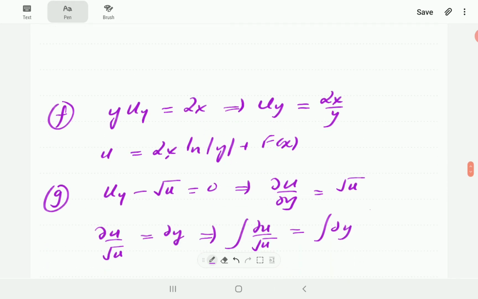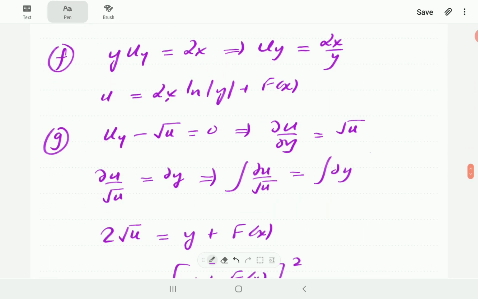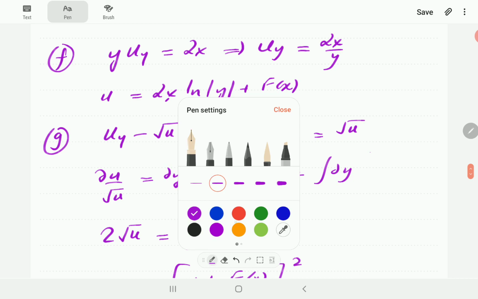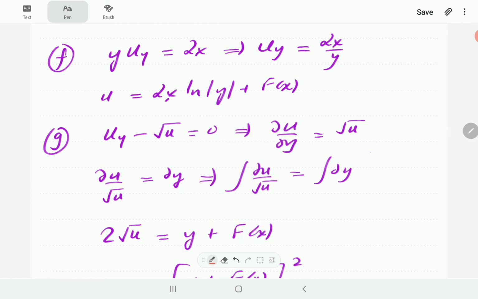So for F, if we bring the y over to the right hand side, then the PDE looks like this. Then this we can simply integrate with respect to y, and so it's going to be 2x ln y plus a function of x.